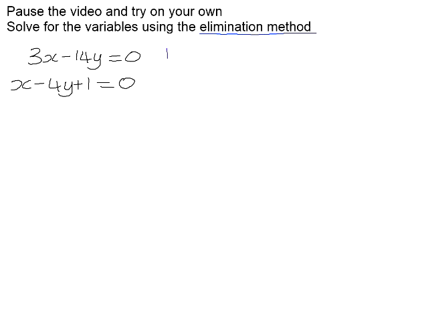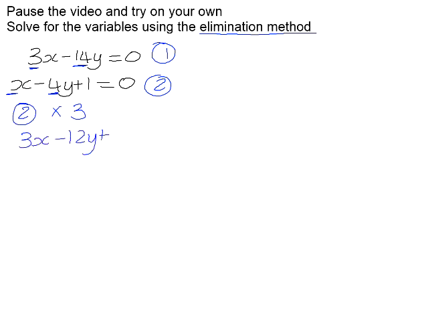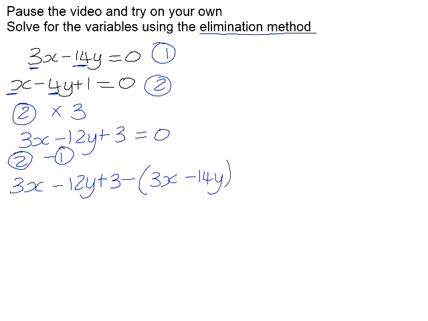Right, if this is equation 1 and this is equation 2, our coefficients here are 3 and 14, and our coefficients here are 1 and 4. If we remember, we need to get one of our variables to have the same coefficient in both equations. So we are going to take equation 2 and multiply it by 3. So we will then have 3x minus 12y plus 3 is equal to 0. We can now take that equation and subtract equation 1. So we'll have 3x minus 12y plus 3 minus 3x minus 14y.